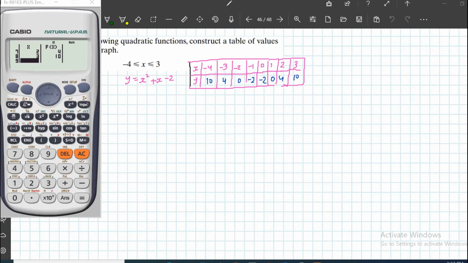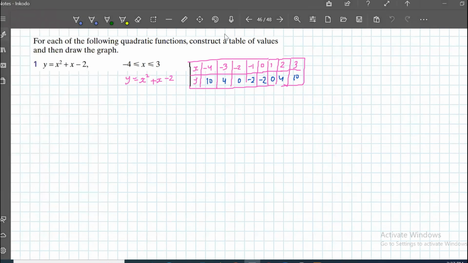One value you can check as well to make sure we are 100% correct. For example, I'm checking at minus 4. At x equal to minus 4, this would be minus 4 whole square plus bracket open minus 4, minus 2. So y is equal to plus 16 minus 4 and minus 2, which is 16 minus 6. It is exactly 10. So here we have all the answers. After this, we have to plot.